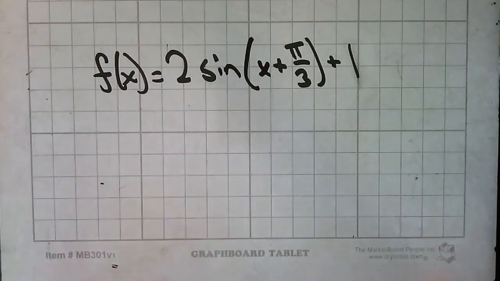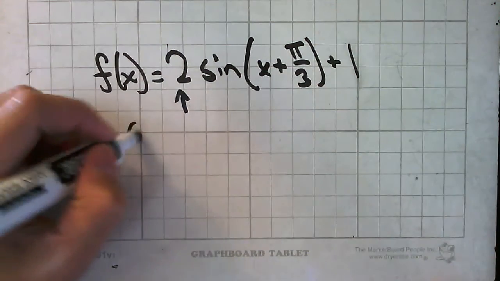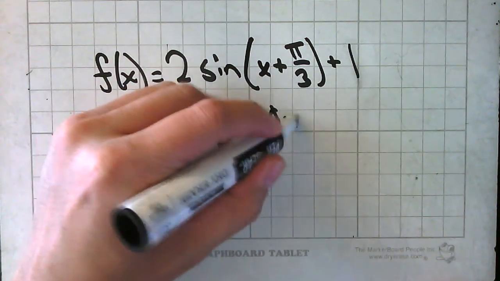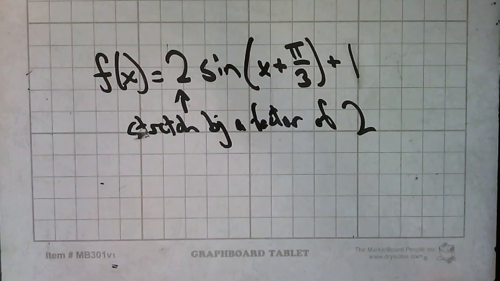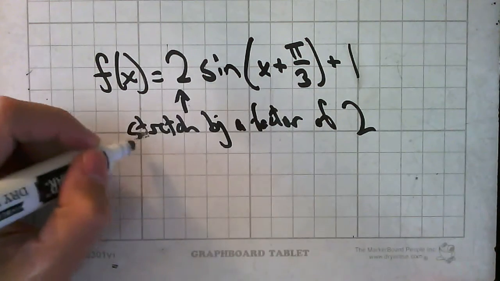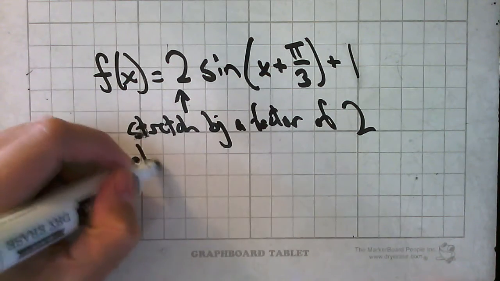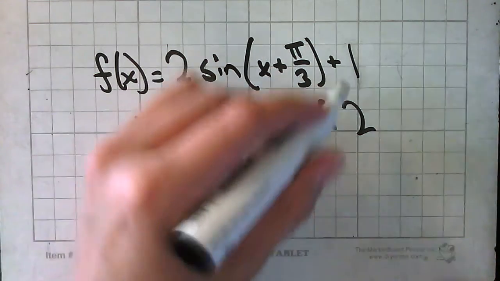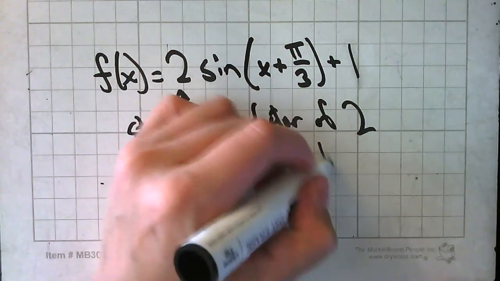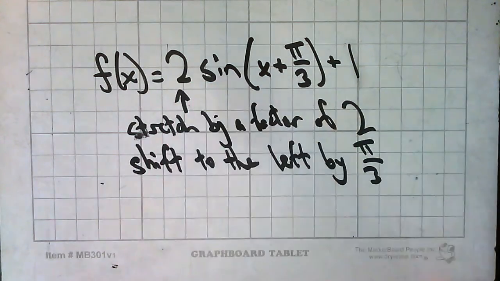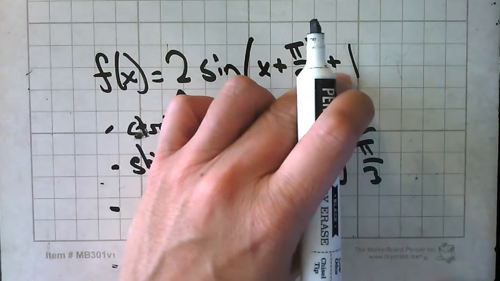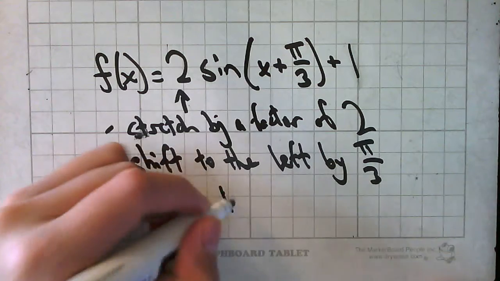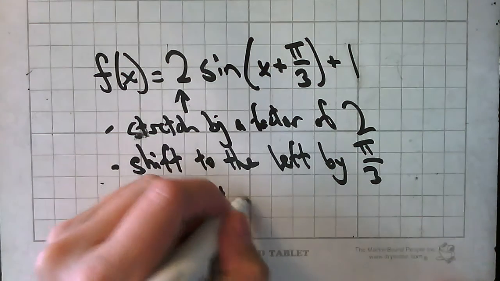Okay, let's take a look at this example. So this 2 is going to be a stretch by a factor of 2. The pi over 3 is going to be a shift to the left by pi over 3. And the 1 is going to be shift up 1 unit.